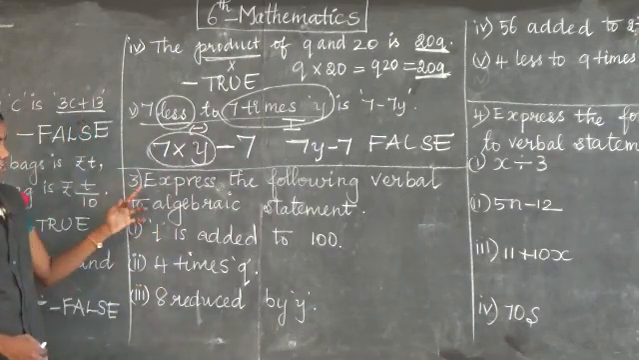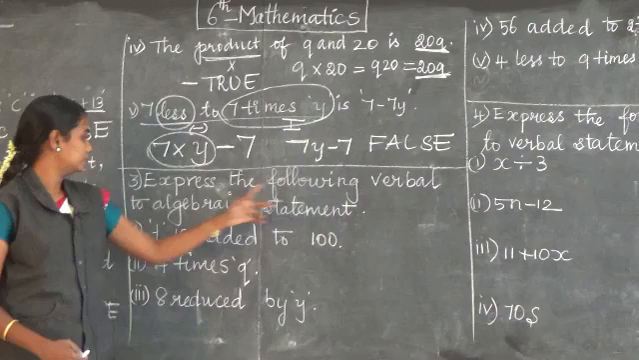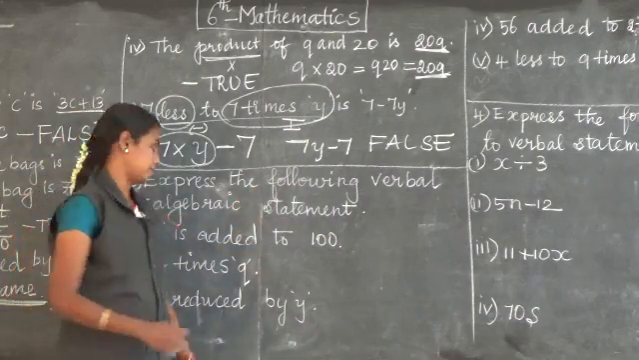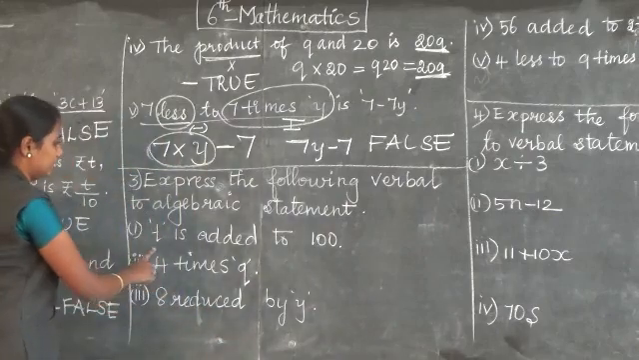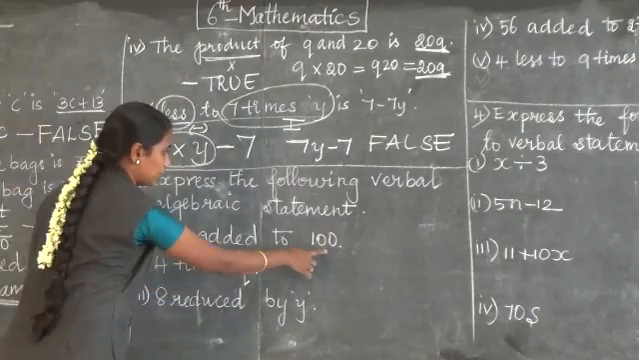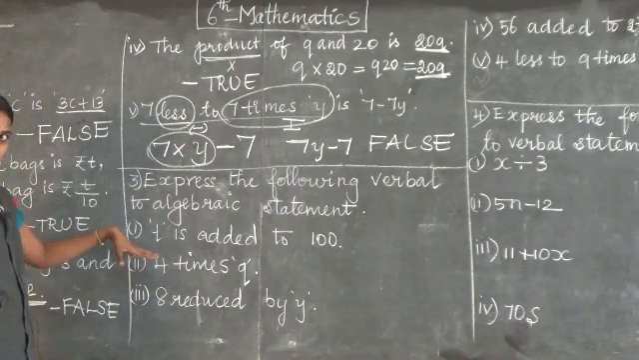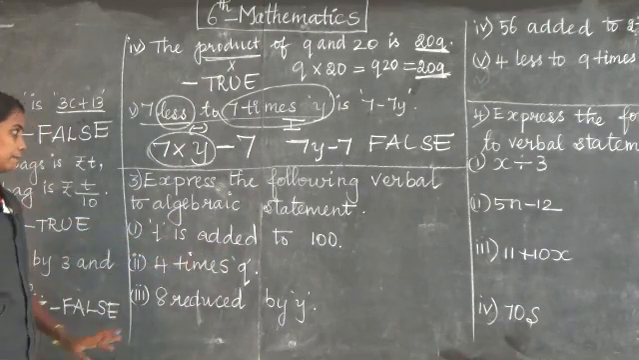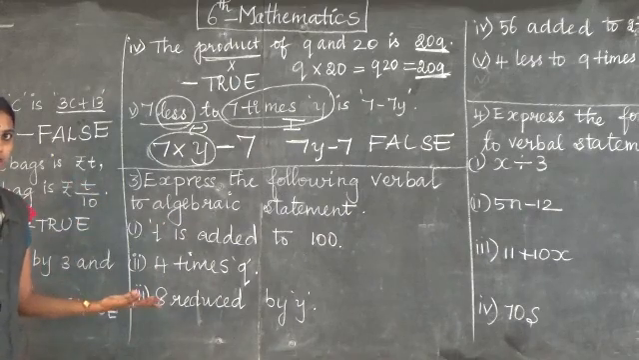Next, question number 3. Express the following verbal to algebraic statement. The first option, listen. T is added to 100. Which statement is it? Verbal statement. Words are given, so it is a verbal statement. We are going to change it to the algebraic statement.